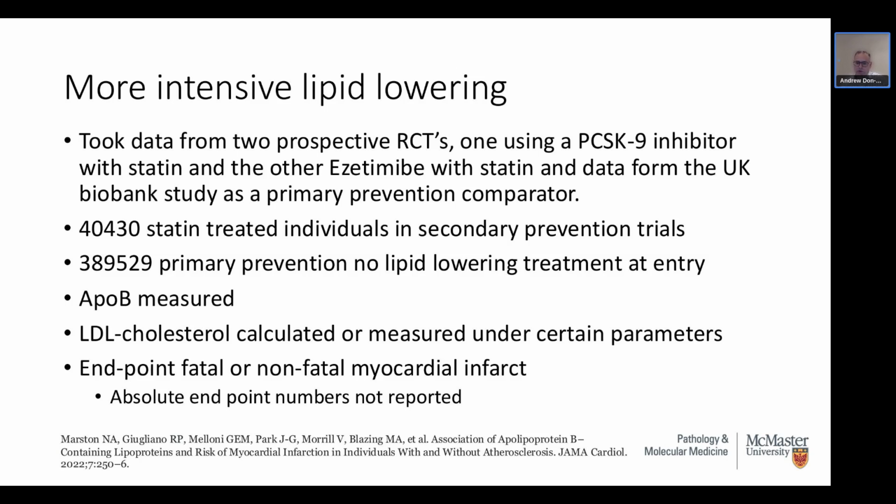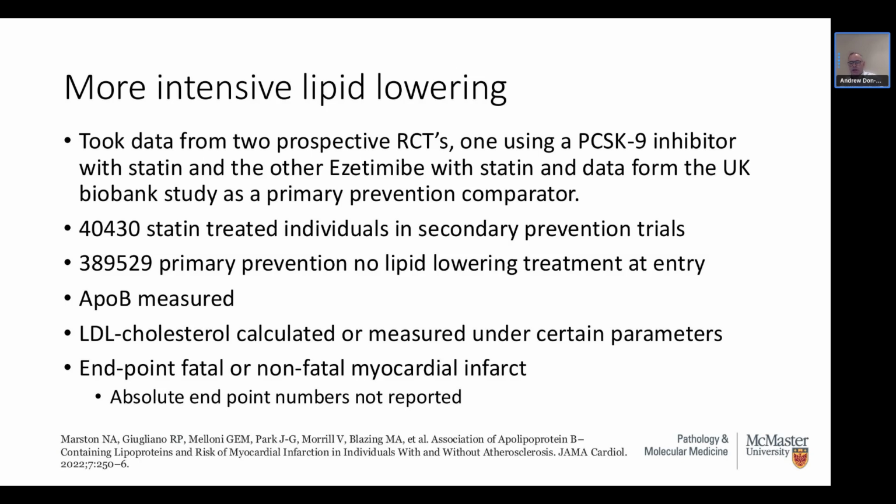So they had over 40,000 statin-treated individuals in secondary prevention trials. And then they took data from the UK Biobank study as a primary prevention comparator, in that they had nearly 390,000 primary prevention people with no lipid-lowering treatment at entry and no established cardiovascular disease at entry. They did measure apolipoprotein B, and LDL cholesterol was calculated in most occasions, but measured as a direct LDL cholesterol under certain parameters. So the high triglycerides as one example.